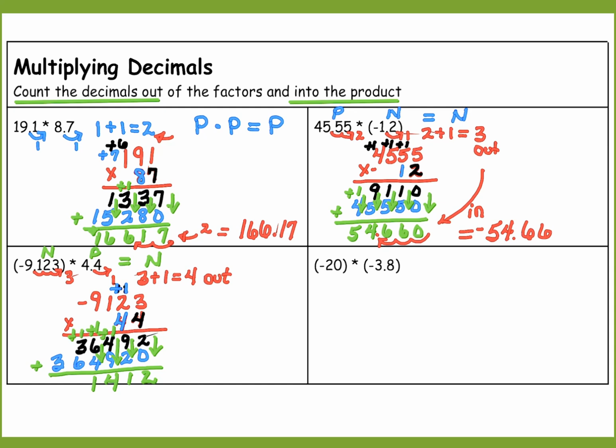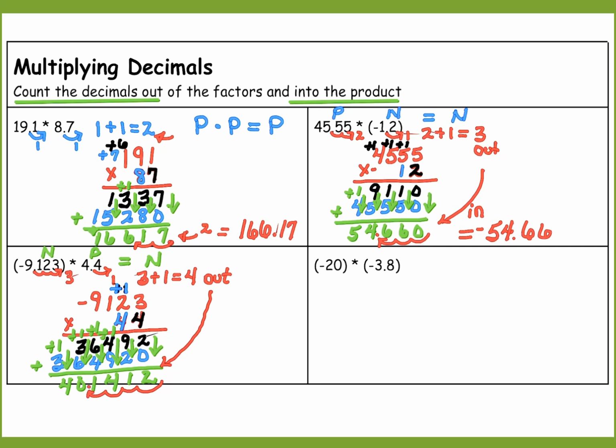Carry the 1 plus 1. 1 plus 3 plus 6 is 10. Carry the 1 plus 1. 1 plus 3 is 4. So that gives us a total of 401412. Now we remember that we moved 4 spaces out, so we have to move 4 spaces in back to the product. 1, 2, 3, 4.